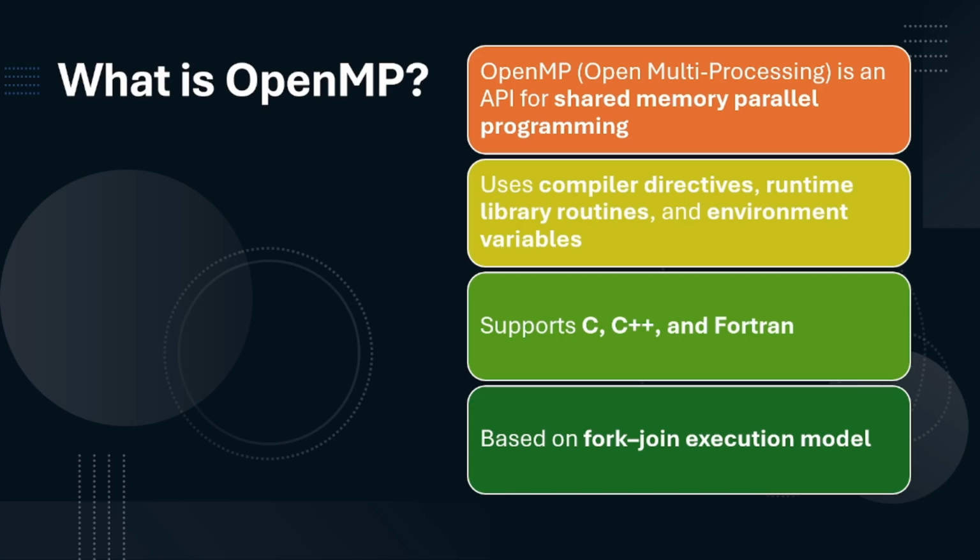So what is OpenMP? OpenMP stands for Open Multi-Processing. It is an API for shared memory parallel programming. It uses compiler directives, runtime library routines, and environment variables. OpenMP supports C, C++, and Fortran. It is based on the fork-join execution model.